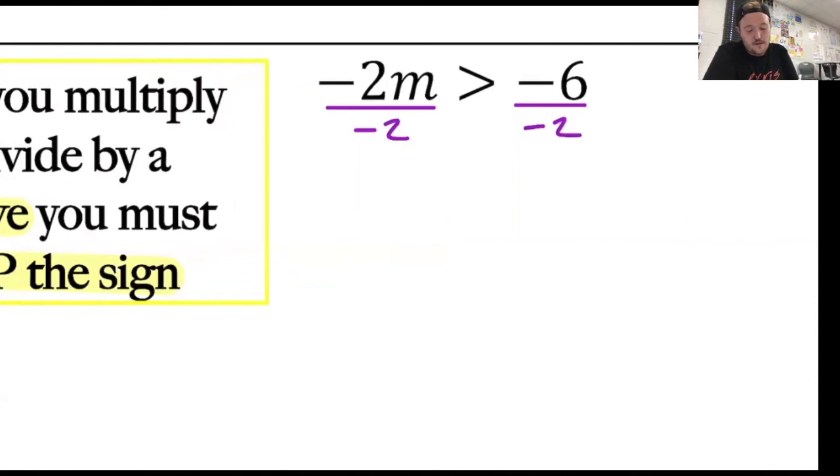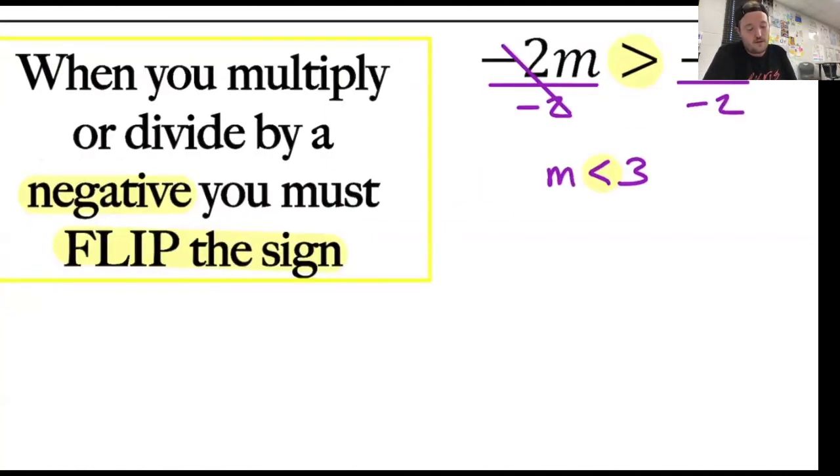So what this rule says is because I'm dividing by a negative, when I divide and those simplify, I just have m. However, now I have to flip the sign. So instead of it being greater than, now it becomes less than. Oh no. There we go. I cannot draw. There we go. So we have -6 over -2, which simplifies to +3. Okay. So remember, anytime you multiply or divide, it applies to both multiply or divide.